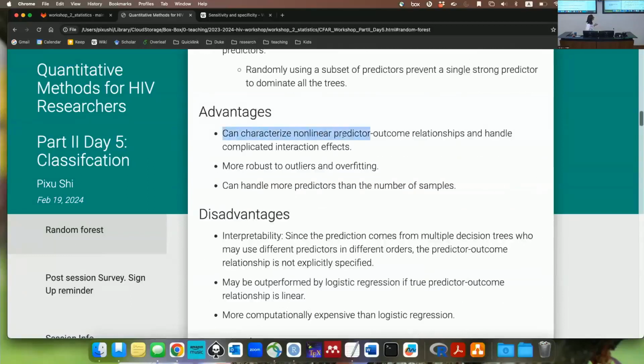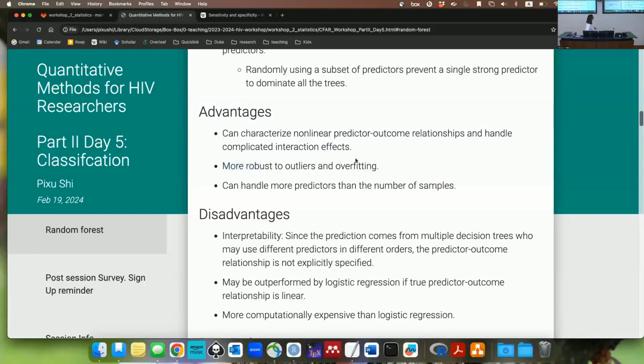You can characterize nonlinear relationships. You can also handle very complicated interaction effects. You don't have to explicitly model the interaction effects in the random forest. In logistic regression, you have to put the interaction term in there to model it. But for random forest, you don't have to. It will model that for you. The disadvantage is the interpretability. You don't know the direction of effect. You don't have the effect size. And you don't know whether the relationship is linear or quadratic or anything.